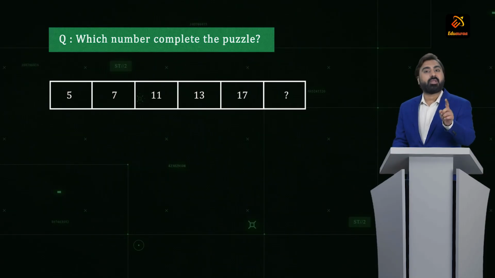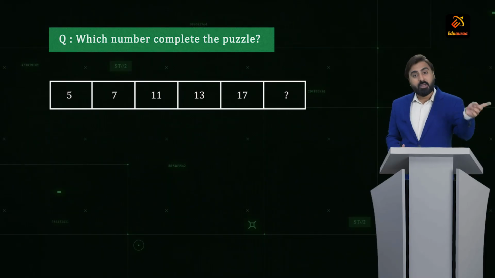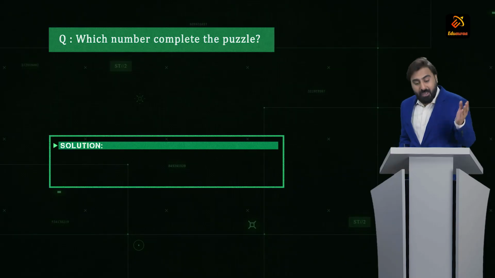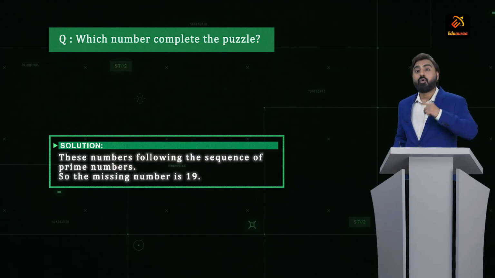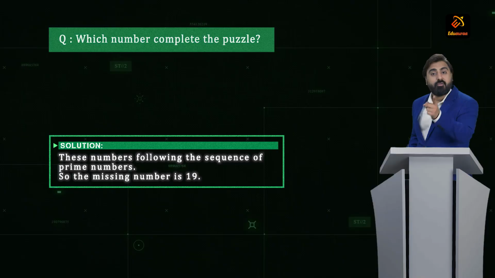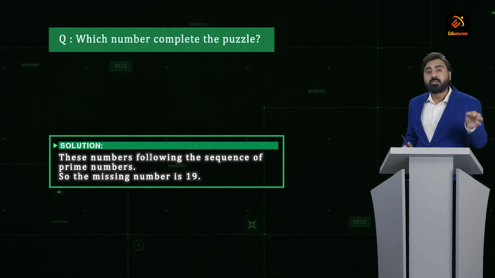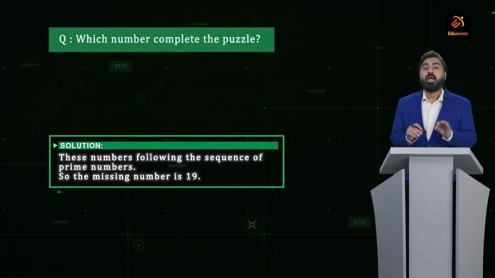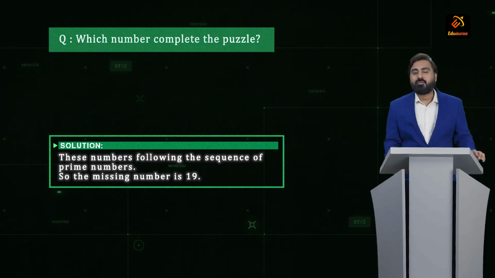So what is the next prime number after 17? 23? No, it is 19. So what is the missing number? 19. So what is the logic applied here? They move diagonally downwards and they follow which sequence? The sequence of prime numbers. So the missing number is nothing but 19, and this is how we solve our sum. Moving on to the next question, students.